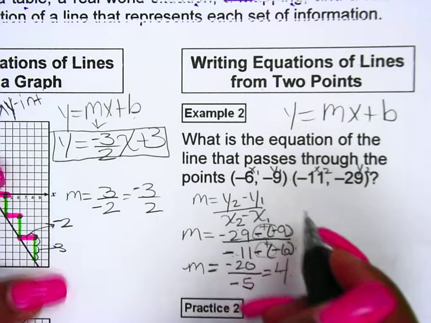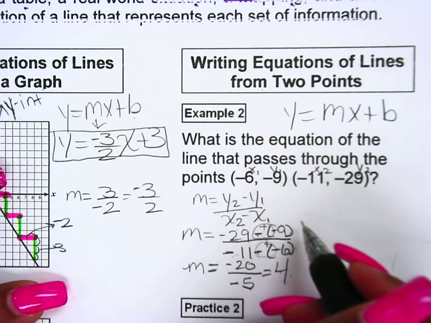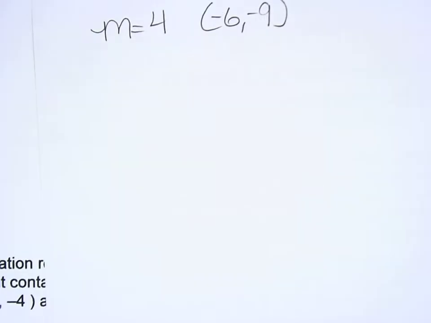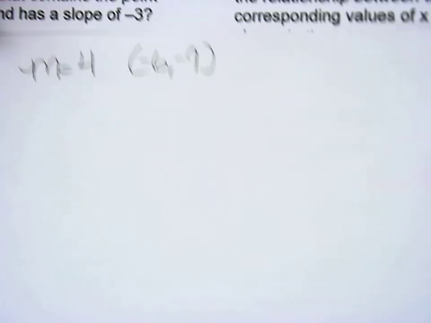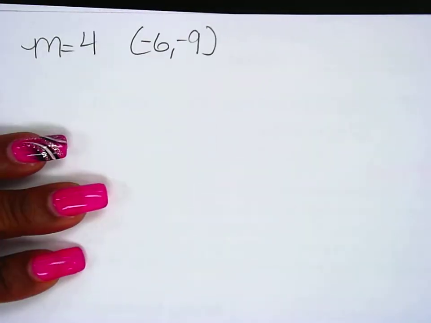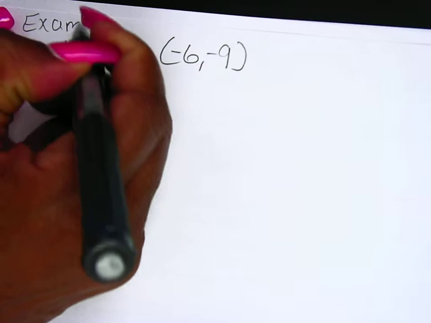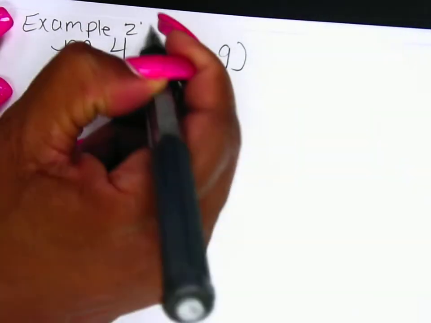So what I want you to do, you need to do this in your journal because this is not enough space. We know the slope is 4. I'm going to use the point negative 6, negative 9. So the slope is m equals 4, and the point is negative 6, negative 9. Remember, this is for your example 2. Let me write that down. Example 2, continued.